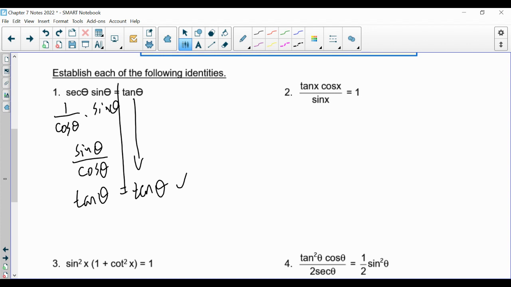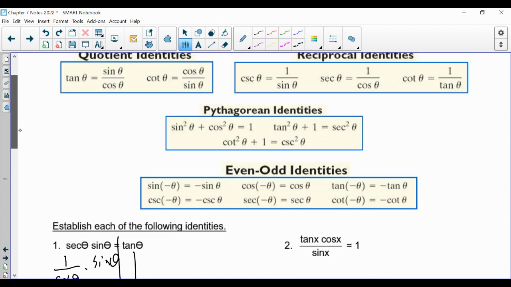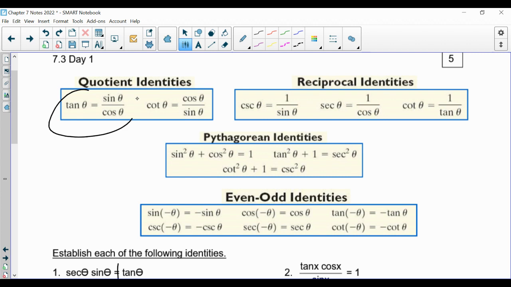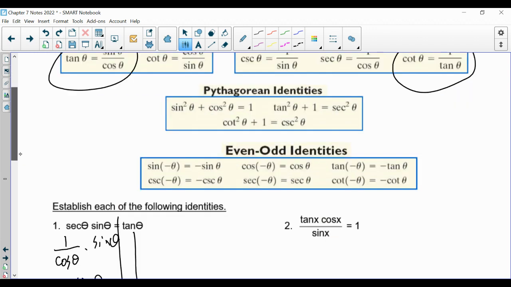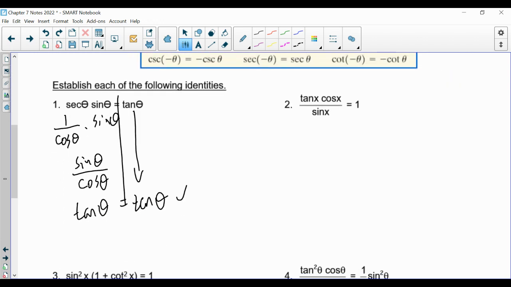One of the things to keep in mind is to always think about what you're trying to get to. With number 1, I knew I was trying to get to tangent, and if you forgot, tangent is sine over cosine. That's important. I also know tangent is 1 over cotangent, so there's a few ways I could have gone, but because I saw a sine in there, I knew I wanted to go the quotient route. Okay, so let's go ahead and try number 2.